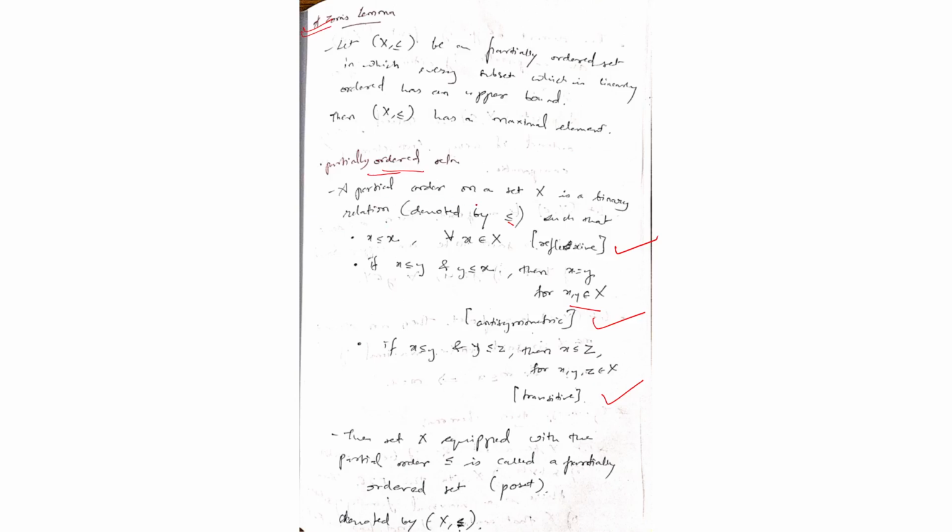So a partial order on a set X is a binary relation such that X is less than or equal to X for all X belonging to the set. And if X is less than or equal to Y and Y is less than or equal to X, then X will be equal to Y, and also transitivity. Okay ma'am, so this partial order relation is just not symmetric, the rest holds. Yes ma'am, please show the question.